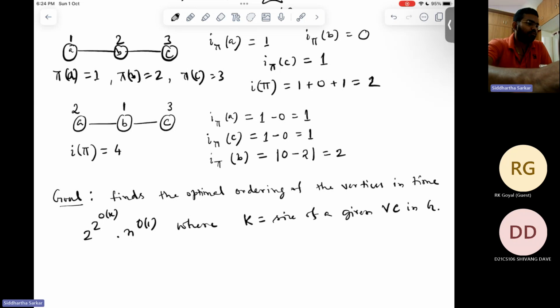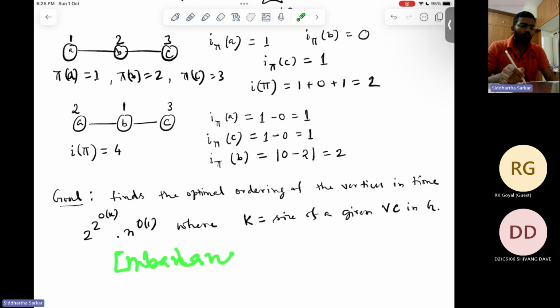So I think, as Shivang rightly pointed out, the analysis is slightly involved. So we will do it step by step, and hopefully we'll be able to understand the analysis. We have seen integer linear programming formulations of several problems, including the vertex cover problem. So for the imbalance problem, we are going to formulate an integer linear program.